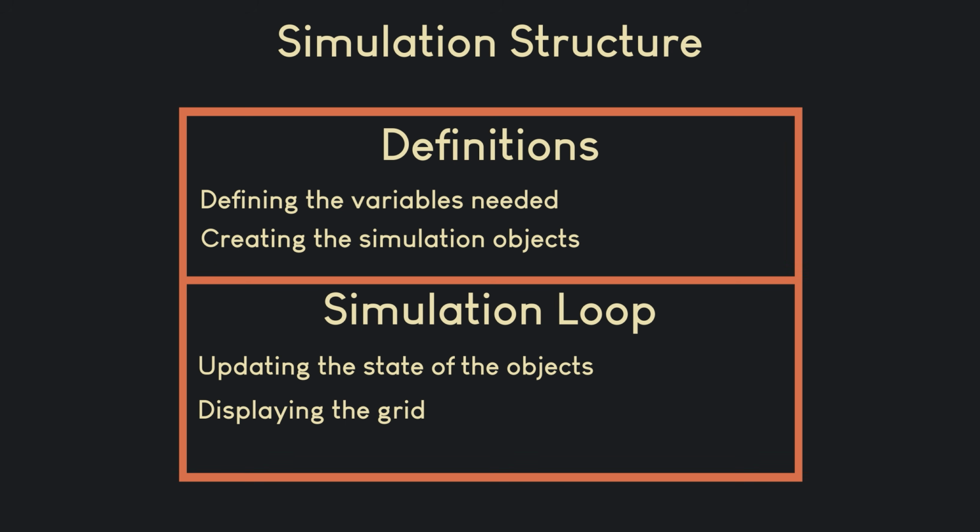In each iteration of the simulation loop, we will update the grid according to the rules of the simulation, and then we will display the grid. All this will happen so fast that it will appear as a continuous movement. Now, let's create a blank screen and the simulation loop.